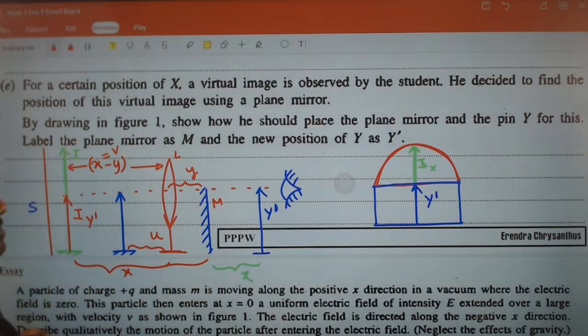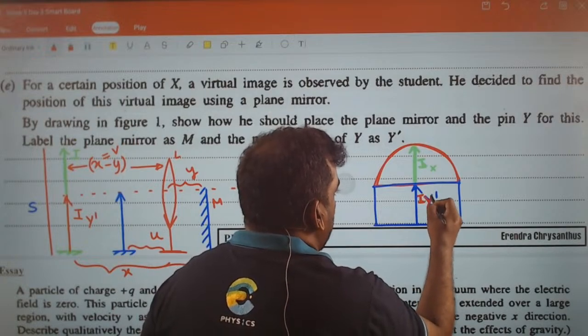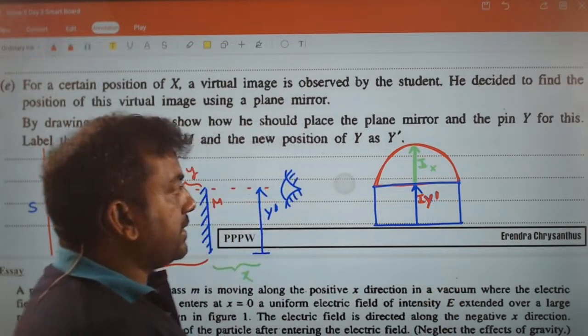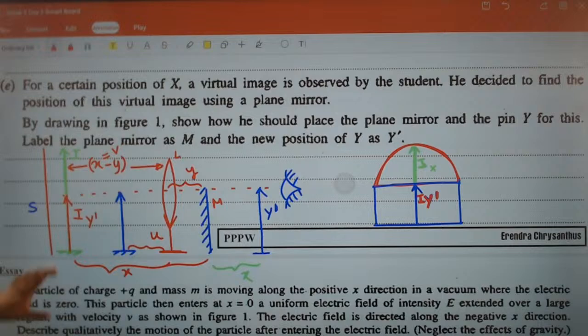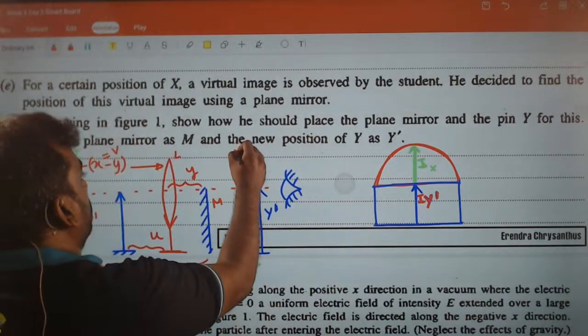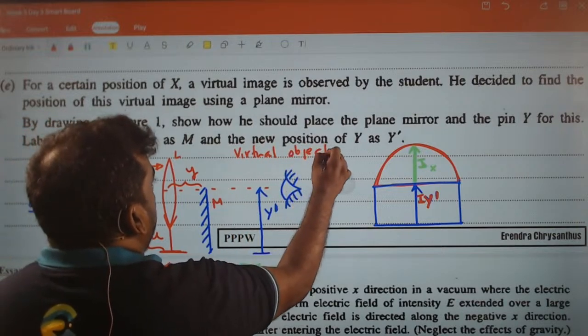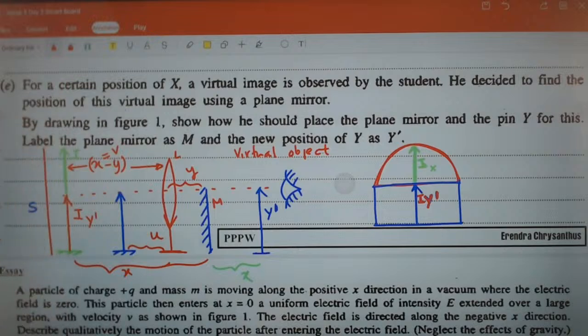This is the image you see. Image of y dash, that's the image of X. Image of y dash and image of X, they coincide with each other. No relative motion. For a concave lens or for a virtual object you can do the experiment. For virtual objects you can do the experiment.